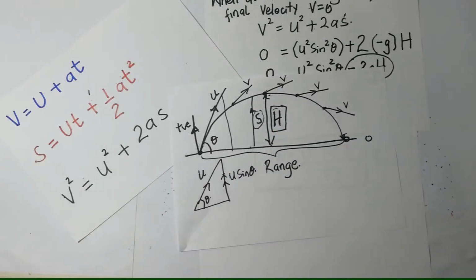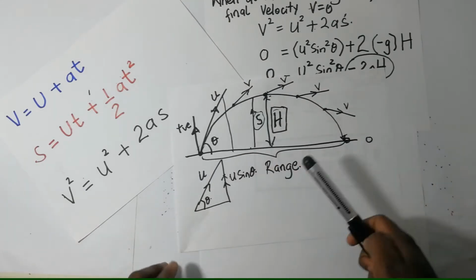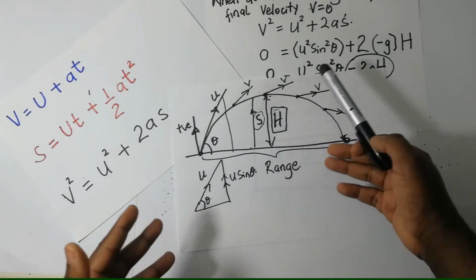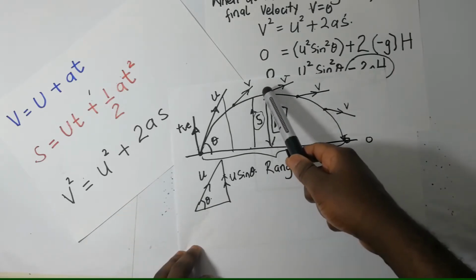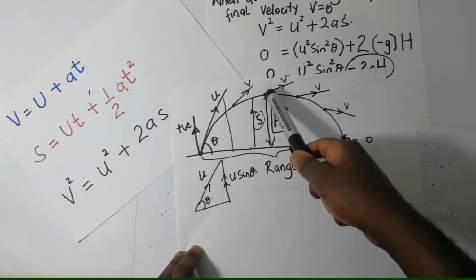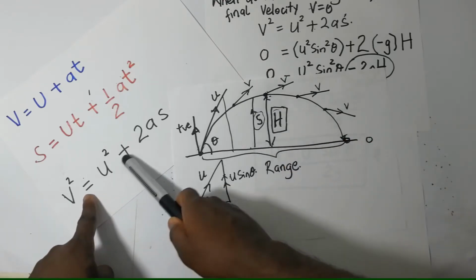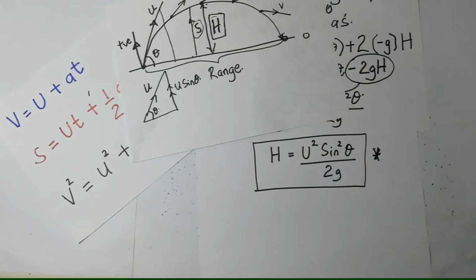Let's get back to our diagram. One of the characteristics of this trajectory is that when it reaches around here, it momentarily pauses, and when it momentarily pauses, its velocity is 0. So we've used that characteristic of its velocity being 0. We plugged it in here and we were able to come up with this kind of expression.